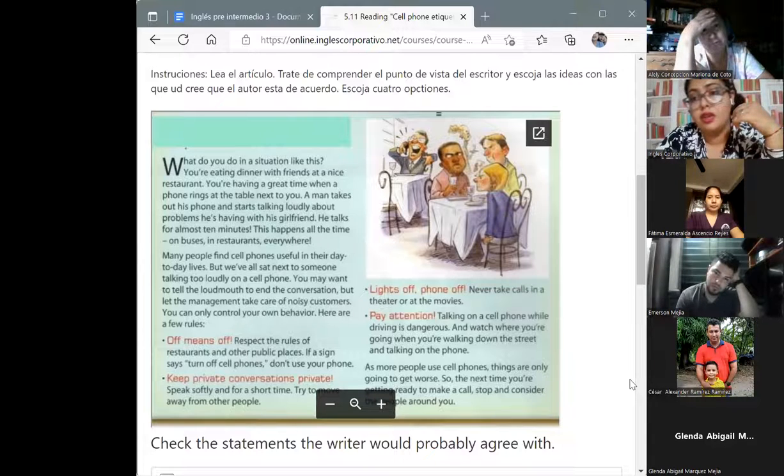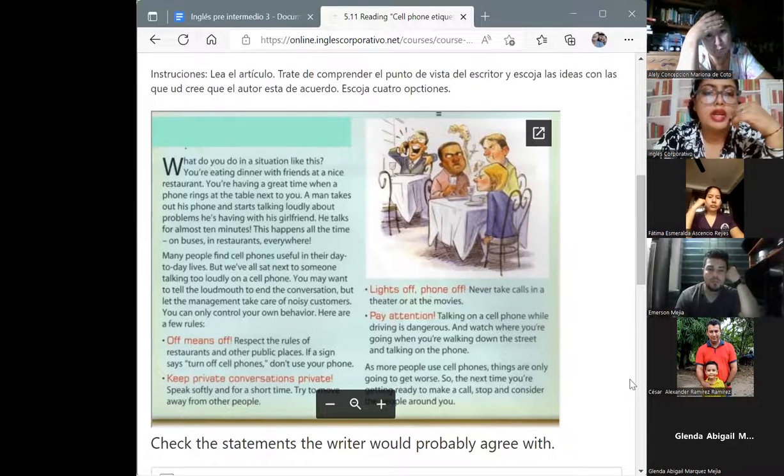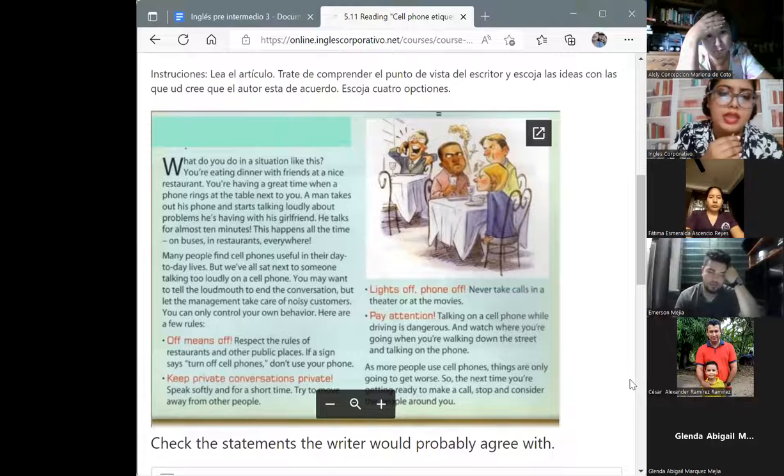Lights off, phone off. Never take calls in a theater or at the movies. Pay attention. Talking on a cell phone while driving is dangerous, and watch where you are going when you are walking down the street and talking on the phone. As more people use cell phones, things are only going to get worse. So the next time you are getting ready to make a call, stop and consider the people around you.